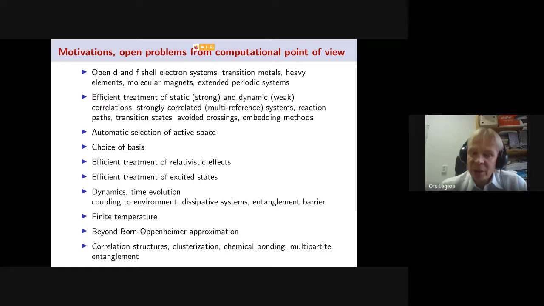And then when we come to dynamics and time evolution, then there are questions like coupling to the environment, dissipative systems. It's often the case that we start evolution from an initial state and then reach some final state, but in between, there is some kind of barrier that we have to get through. So this is also an important question, how to get around this. Also including finite temperature or beyond Born-Oppenheimer approximation. And in general, we are interested also, from physics and chemistry, in correlation structures, like clusterizations, chemical bonding, multipartite entanglements, and all these things are something that can be measured.